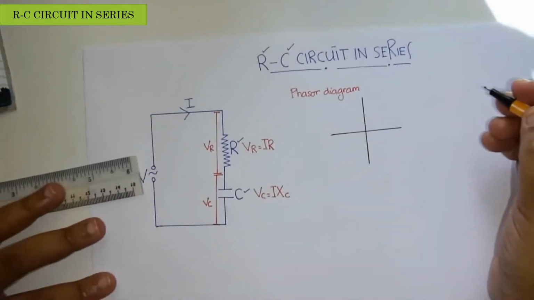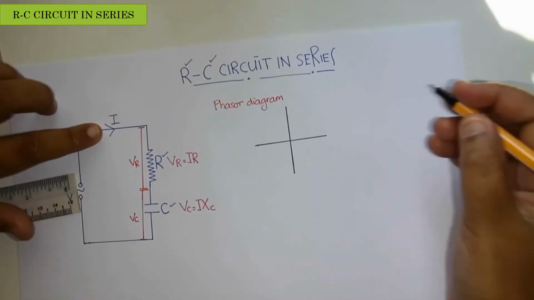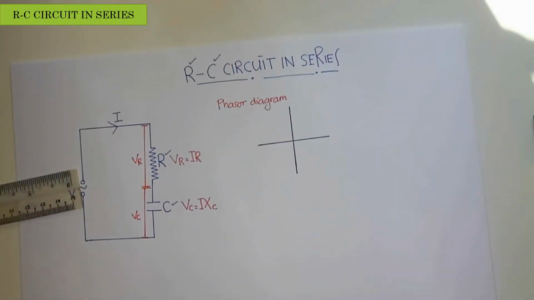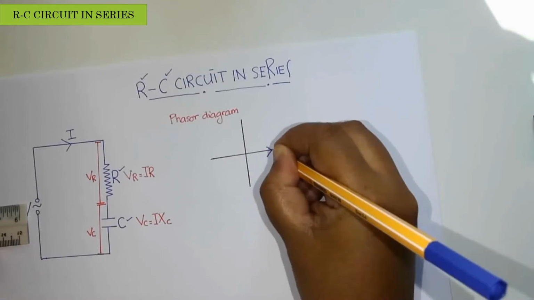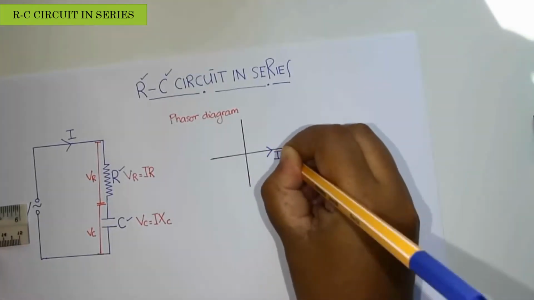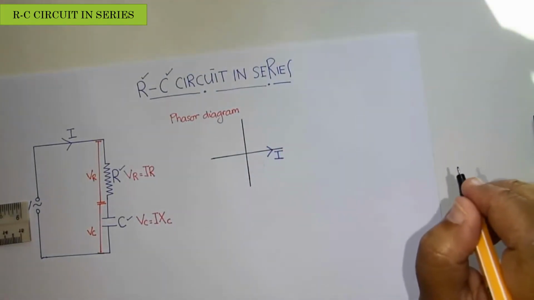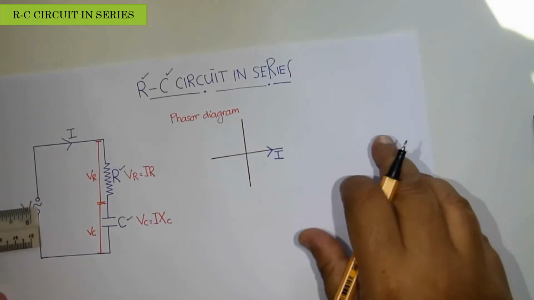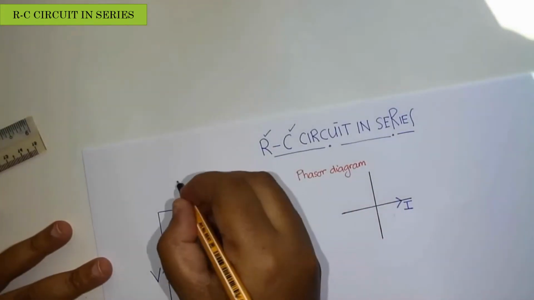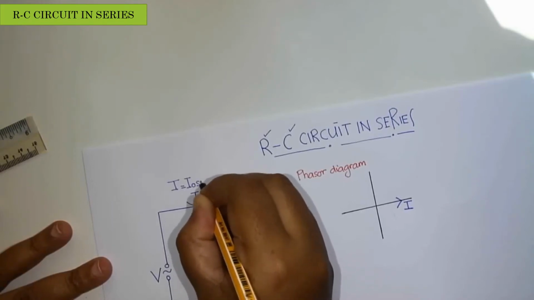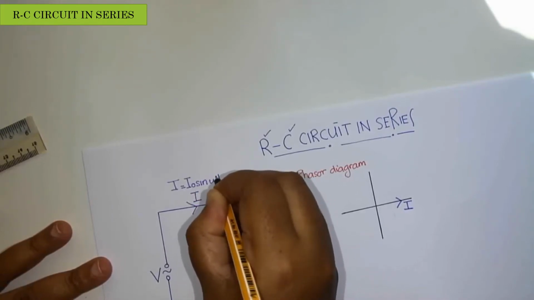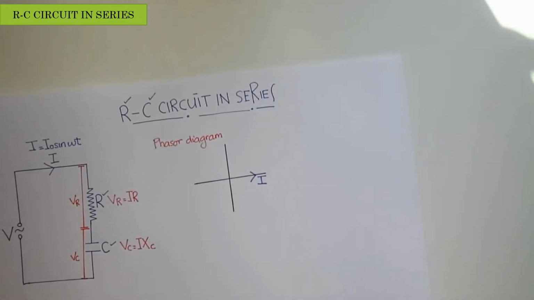Here we see there's a current flow, so I draw a phasor for the current, which is in this direction, I. Assuming it's a function of sine, I is equal to I naught sine omega t. That's why I draw it in such a way.